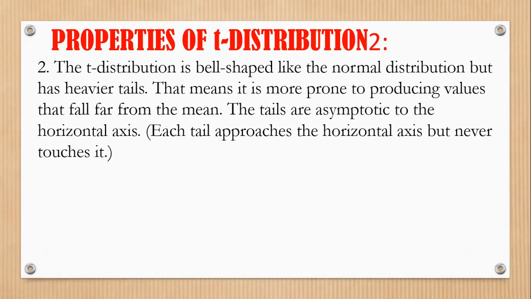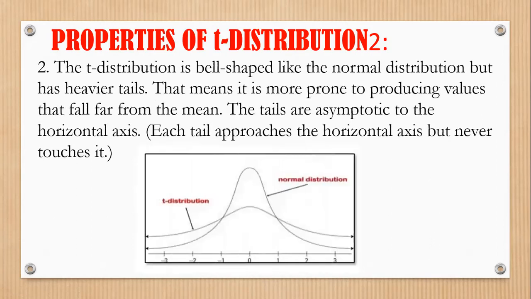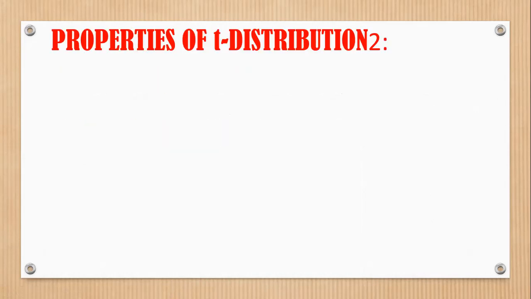Second property, the t-distribution is bell-shaped like the normal distribution, so no question about that. Look at this one. But looking at the tails, they are heavier, meaning they are far from the horizontal axis. It's quite far from the horizontal axis, but then again, it is asymptotic with the horizontal axis.